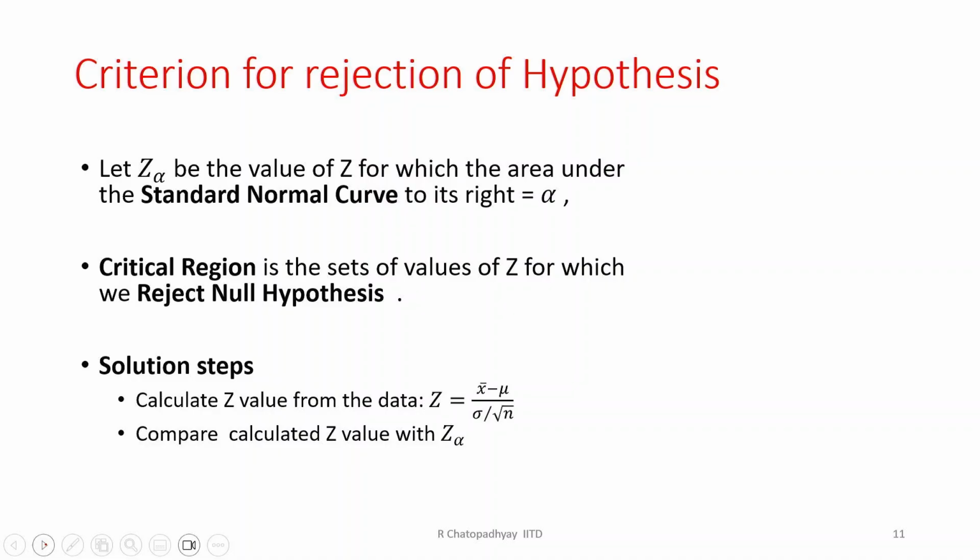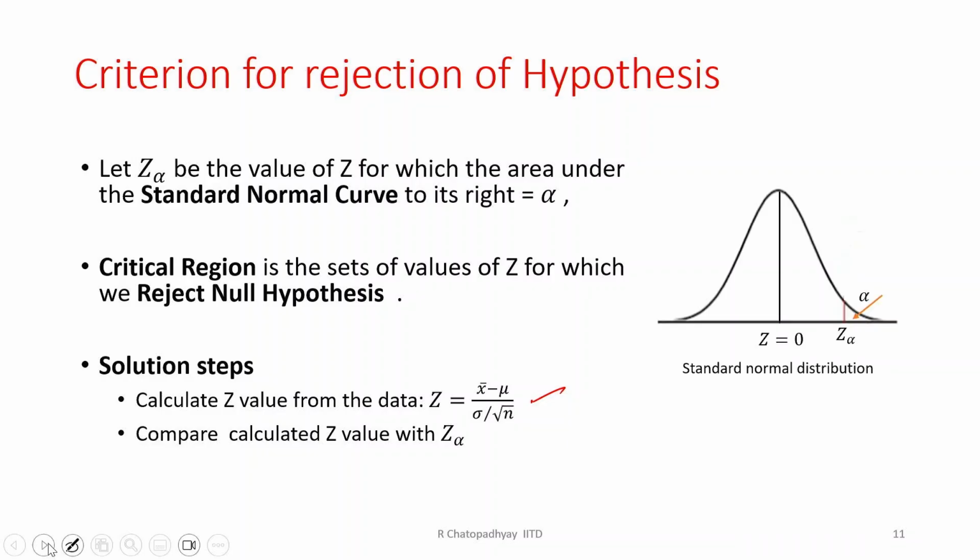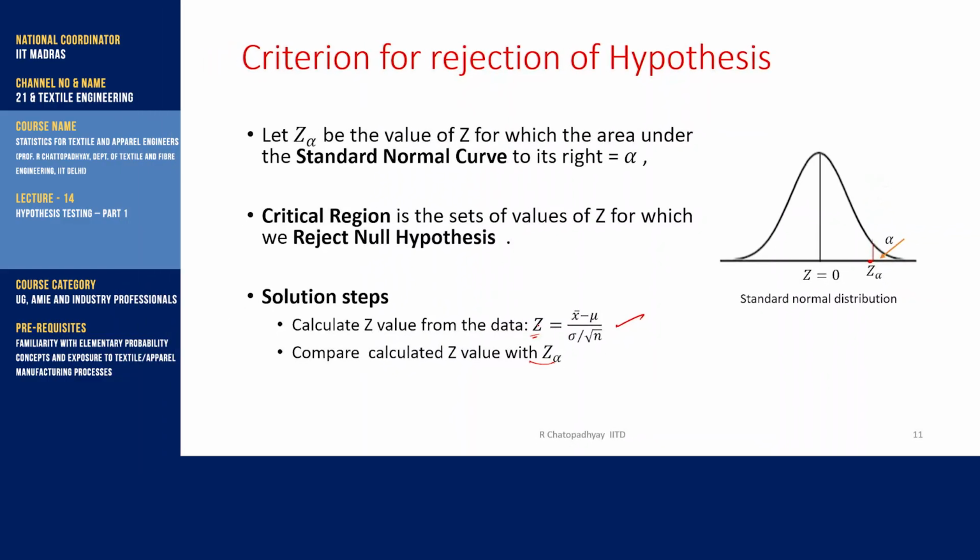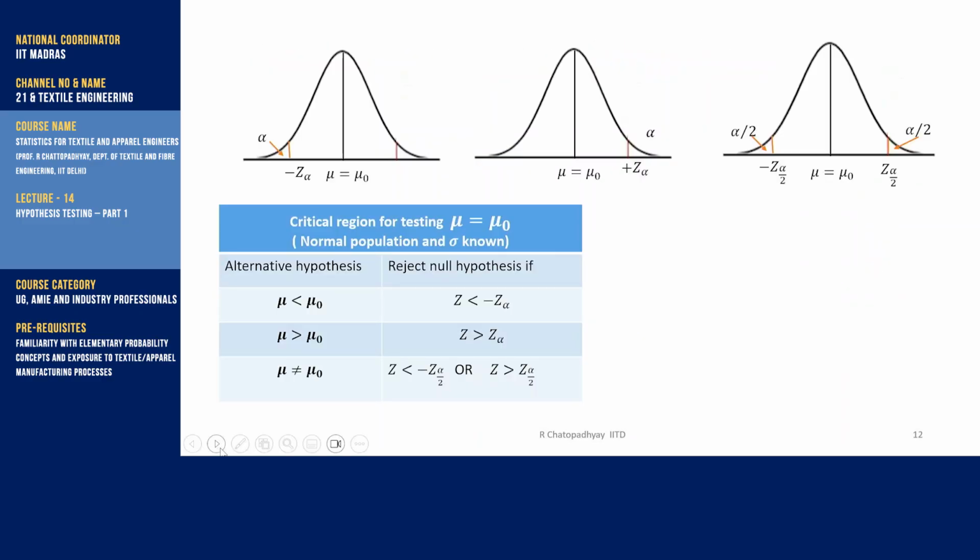Now the solution steps, as we have already discussed: calculate z following this formula, then compare z with z alpha. The diagram is similarly shown. For a given alpha, we find out what z alpha is, and then we calculate this z. So that is the z which is calculated. So we compare z and z alpha. When we compare z with z alpha, what are the possibilities that we can have?